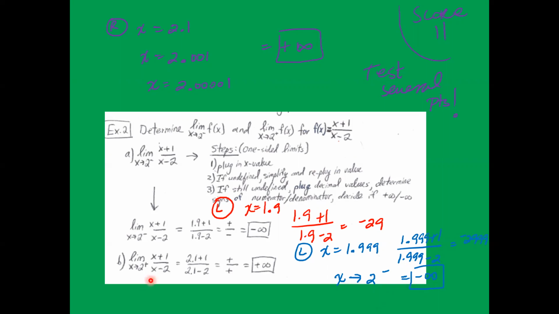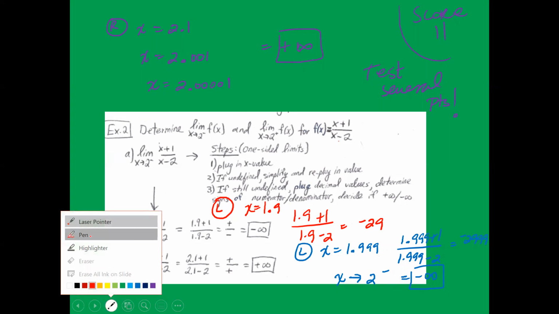Then you can do the same thing with the right side. You could say, well, as x approaches 2.1, you can go ahead and plug that in. As x approaches 2.001, plug that in. As x approaches 2.0001, you will find that it will give you a positive infinity. So is this limit continuous? It's not, because this is a discontinuous limit. As it approaches from the left side, it's negative infinity. As it's approaching from the right side, it is positive infinity.